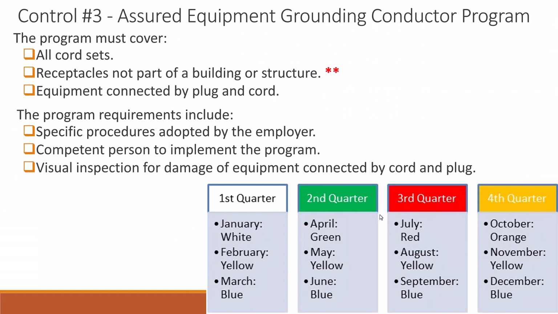The Assured Equipment Grounding Conductor program that I was talking about, the program must cover all extension cords, all cord sets. They all have to be tested. Receptacles that are not part of a building or structure, they have to be tested. All the equipment, so your skill saws, circular saws, drills that are AC powered, your table saw, all of your tools and equipment have to be tested periodically.